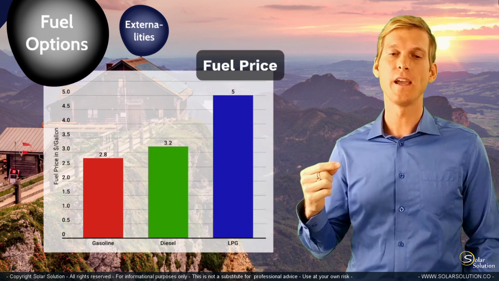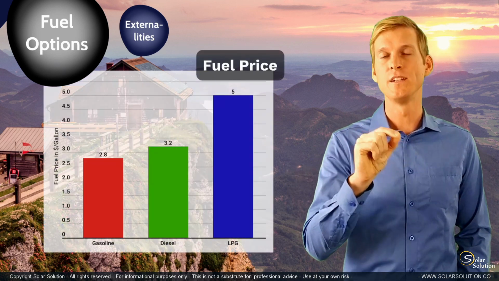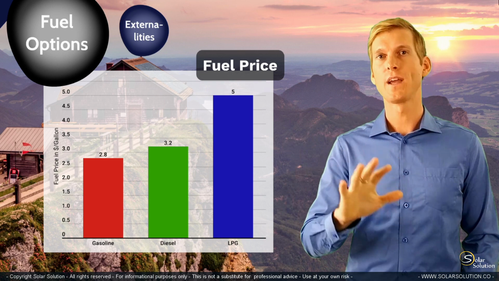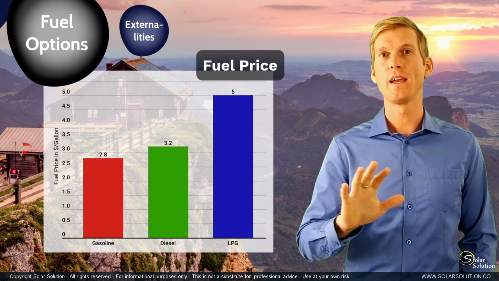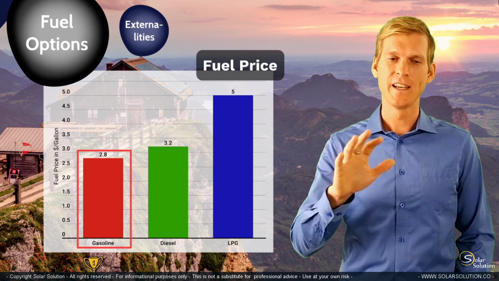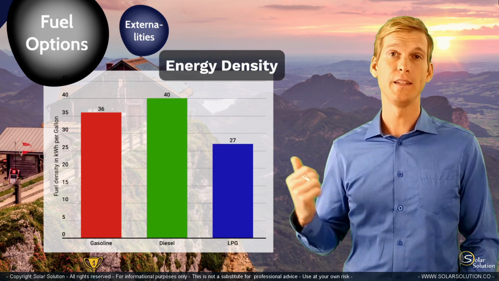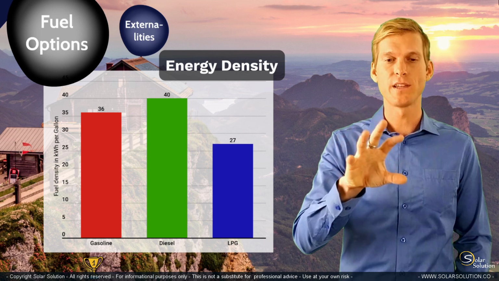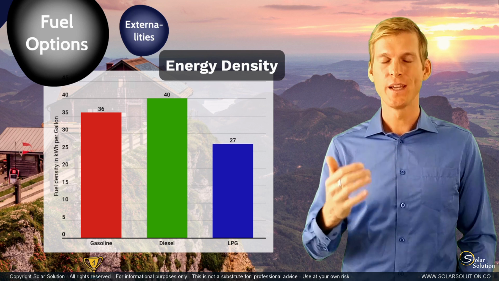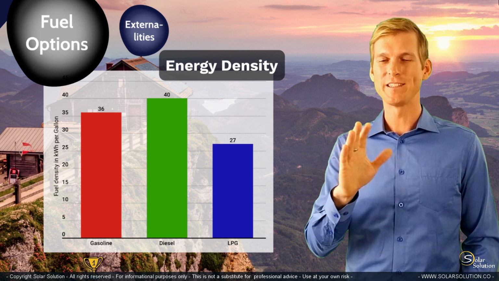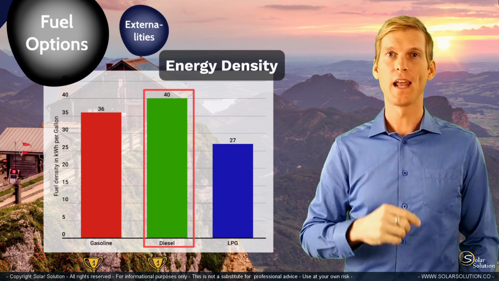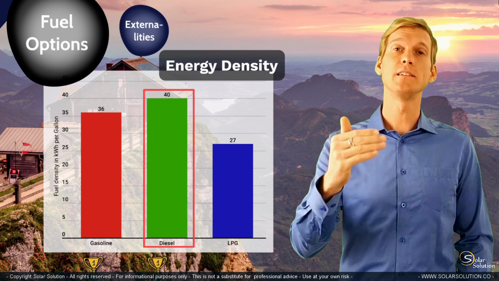Now you can clearly see here that gasoline is just a little bit cheaper than diesel and a lot cheaper than LPG. So if you just look at the fuel price, then I would say that gasoline is the winner here. But now if you look at the energy density, then the situation shifts a little bit. In this graph, the energy density is expressed as the amount of kilowatt hours per gallon of fuel, and you can see here clearly, maybe not surprisingly, that diesel has the highest energy density per gallon. So by means of energy density, diesel is the clear winner.